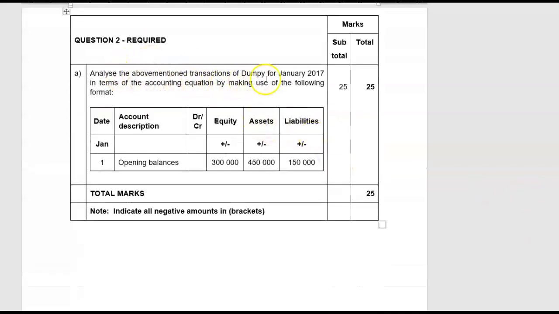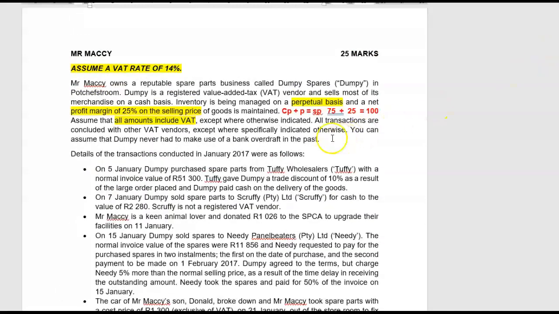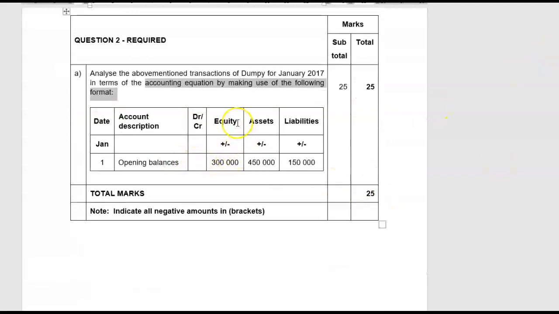Analyze the above-mentioned transactions for January in terms of the accounting equation by making use of the following format. Now again, this is a slightly different format. If you do not follow this format in a test or exam, your question will not be marked. The date, account description, equity, assets and liabilities. So if we have a look there, we said, well, obviously at this point of time, there was equity of 300,000, assets of 450,000, liabilities of 150,000. Assets less liabilities equals equity, so it absolutely balances.